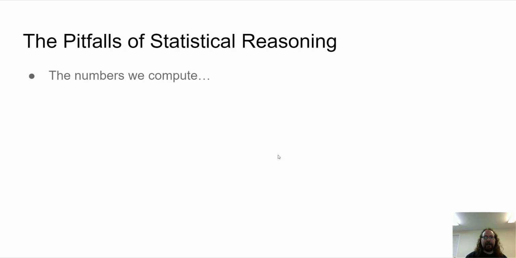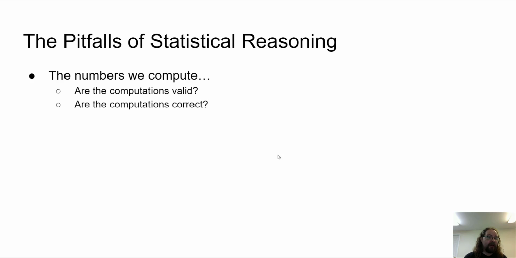Statistical reasoning comes with a lot of pitfalls. And recall we said there's two parts to statistical reasoning. The first part is the numbers that we compute. But when we compute numbers, we need to wonder if our computations are valid based on how we're doing it. Are they correct? What if we put in the wrong number in our calculator, as we do sometimes? And then are the practices and theorems that we're using to do the computations even justified? That depends on what we're actually doing.